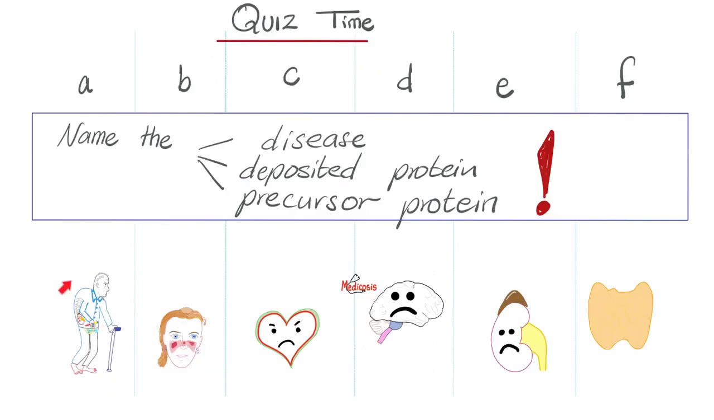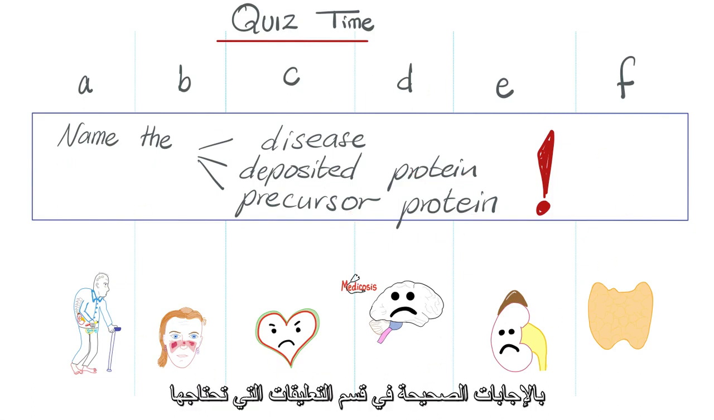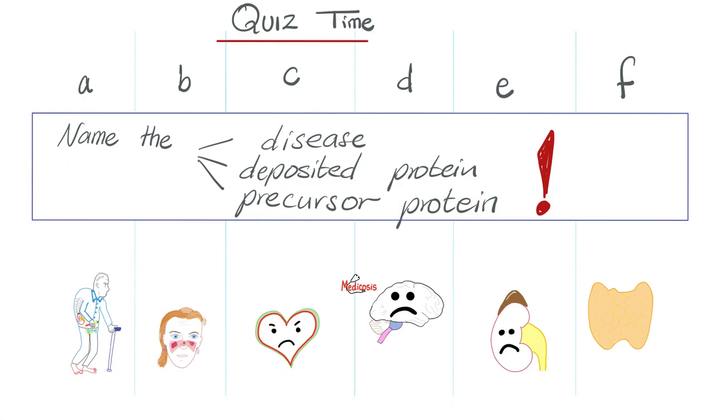Now, quiz time. Here are 6 patients presenting to you. With each one, name the disease, name the deposited amyloid protein, and the precursor that came before that protein. Pause and review. Let me know the correct answers in the comment section. You need to practice active recall. If you want to strengthen your memory, use your memory. Use it or lose it, baby. It's called disuse atrophy. It's even in the pathology textbook, for heaven's sake.